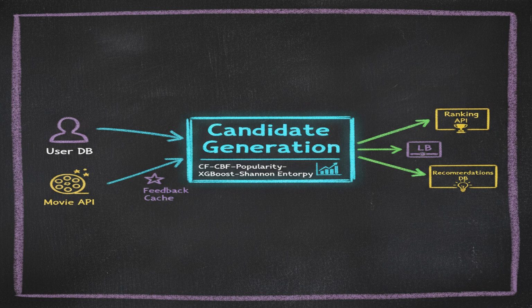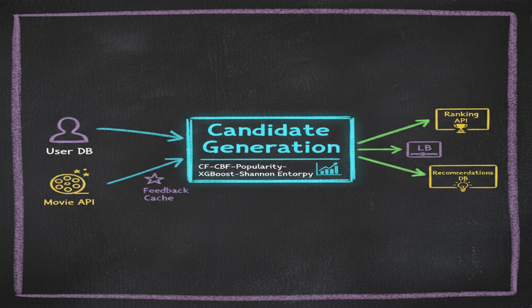The recommendation process has two stages: candidate generation and ranking. Candidate generation retrieves a set of potentially relevant items. Common techniques include collaborative filtering, user-based or item-based, content-based filtering, and popularity-based recommendations. We'll use a hybrid approach, combining collaborative filtering and content-based filtering, because it leverages the strengths of both. Collaborative filtering identifies users with similar tastes, while content-based filtering recommends items similar to those a user has interacted with.